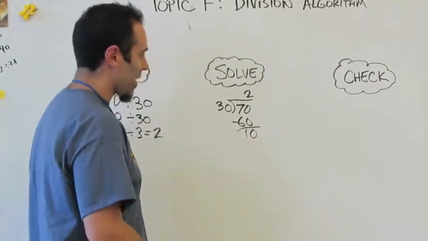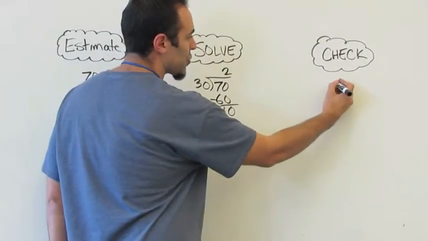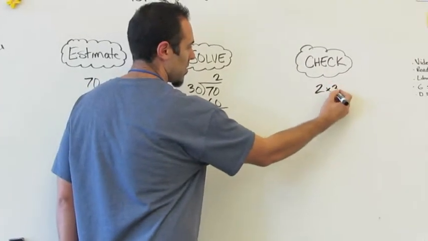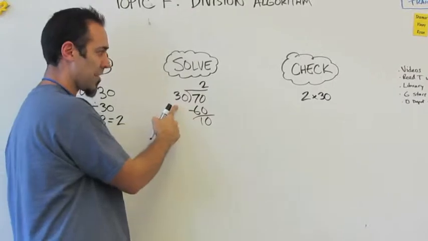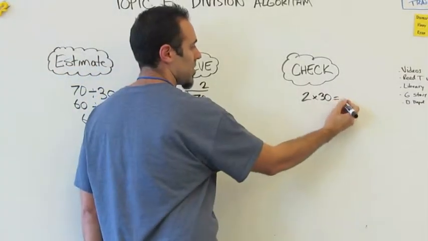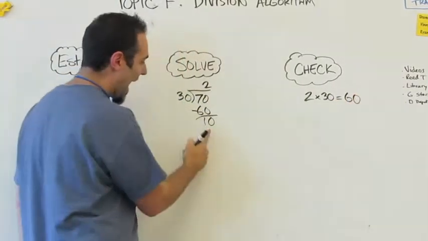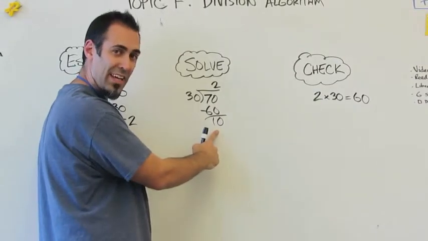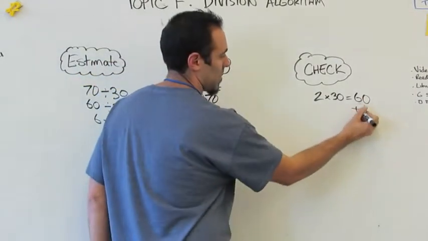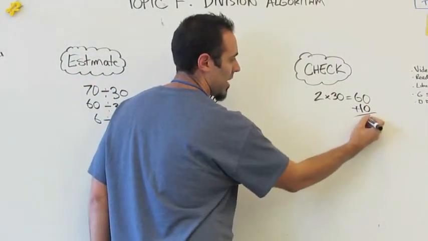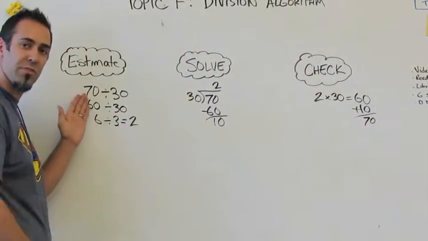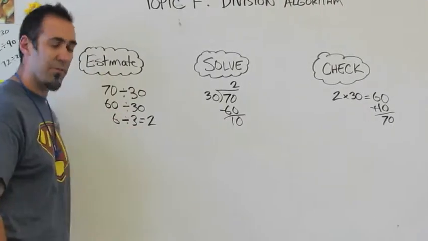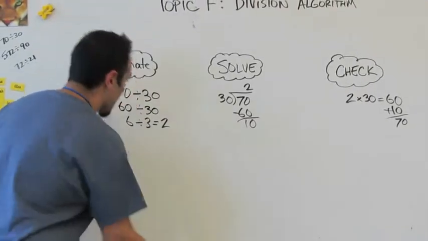Now, I check. 2 times 30, or the quotient times the divisor, equals 60. I add whatever's left over, the remaining amount. And my answer is 70. I check that back to the original dividend, and it fits. All right.